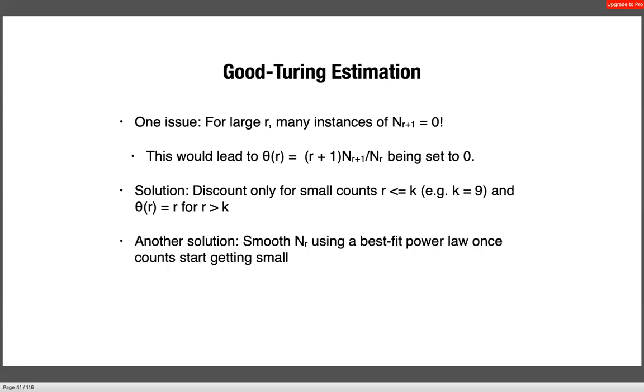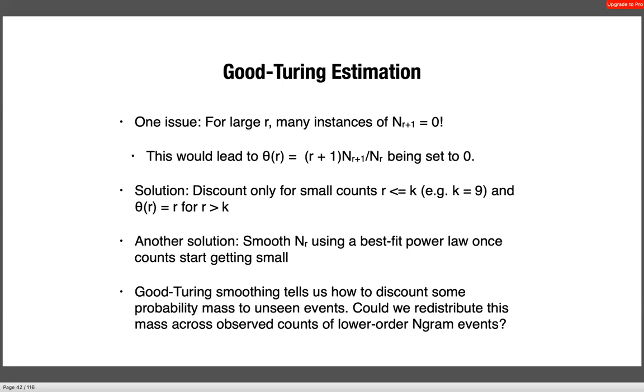Another solution is to apply a smoothing function, using a best fit power law or even linear regression. Just smooth this N_r once the counts start getting small, so that you won't have instances of N_{r+1} being 0, but they will get set to some non-zero value because of this smoothing. So that's another stopgap solution. But that's okay, we just want you to get a high level understanding of what the Good-Turing estimation scheme does.